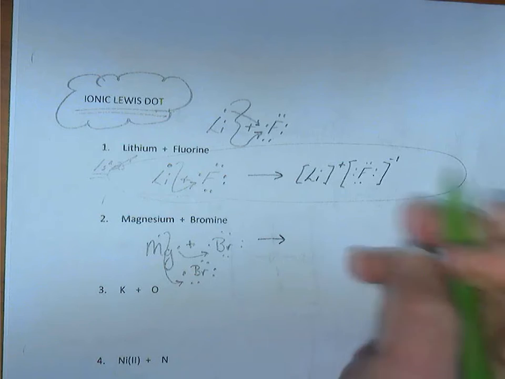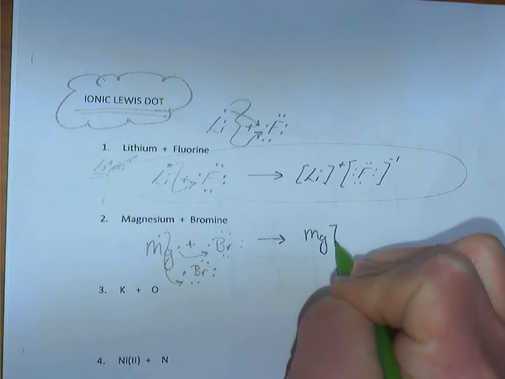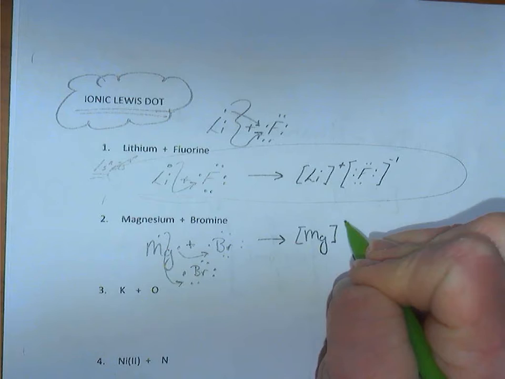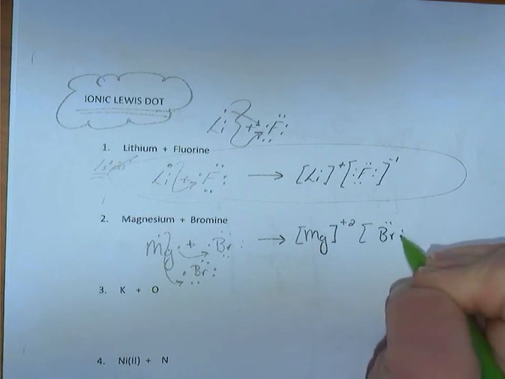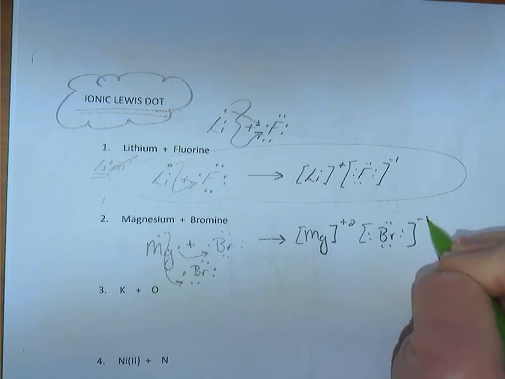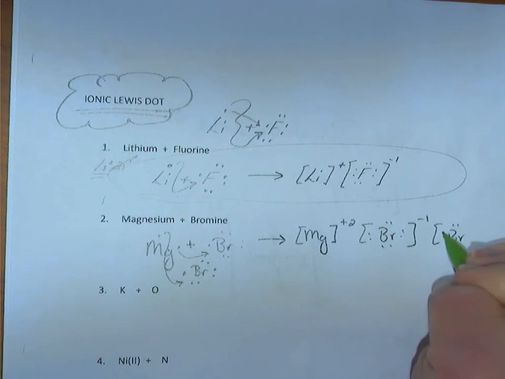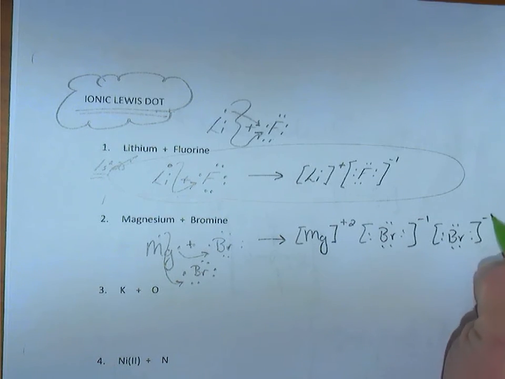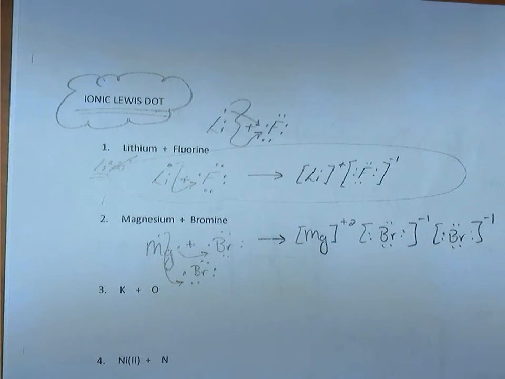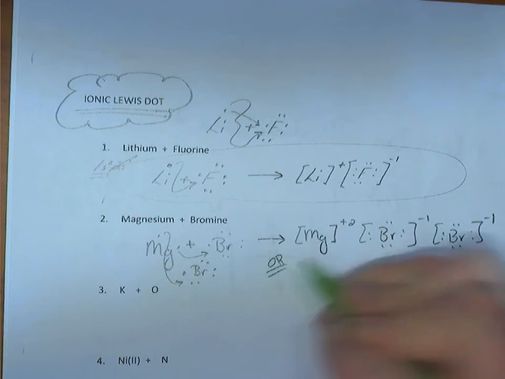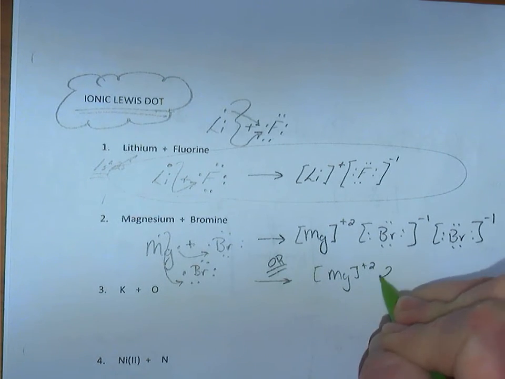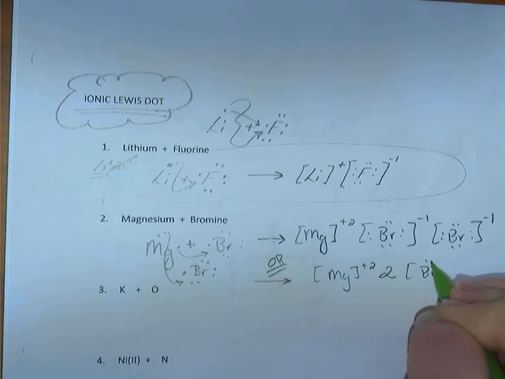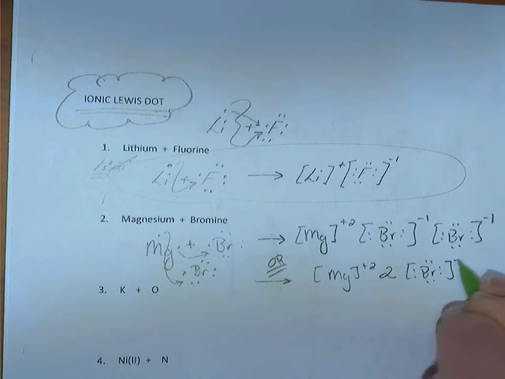And so I now will have my magnesium without the 2 valence it started with. It lost 2, so it's positive 2. And now I have 2 bromide ions. Each gained 1. Each is a negative 1. The other way that you could have written the product side of this is magnesium, and then you have 2 of the bromines now with 8 and a negative 1.